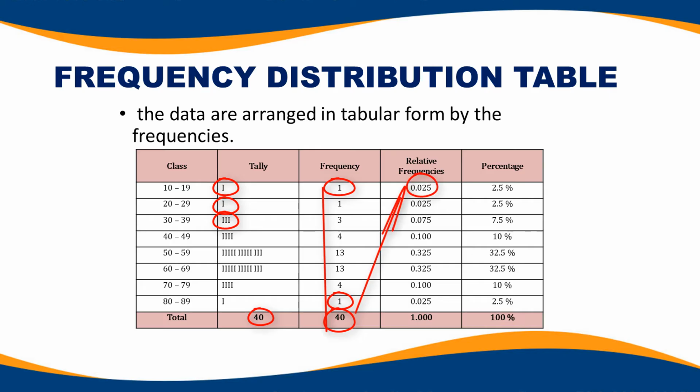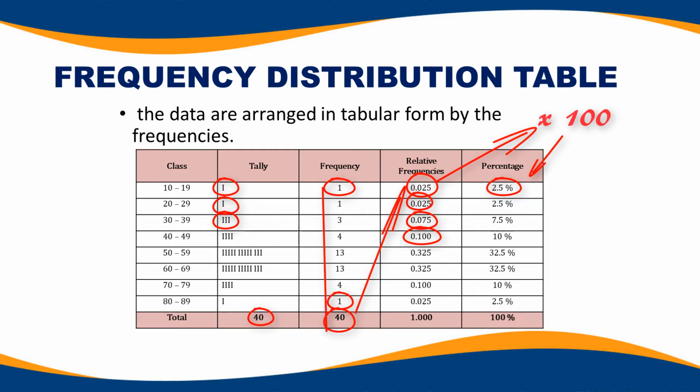Another, 1 divided by 40 is the same. Then we have 3 divided by 40 is 0.075. Then 4 divided by 40 is 0.100, etc. hanggang dun sa dulo. Then get the percentage. How will you get the percentage? Yung relative frequency will be multiplied by 100. 0.025 times 100 is 2.5.